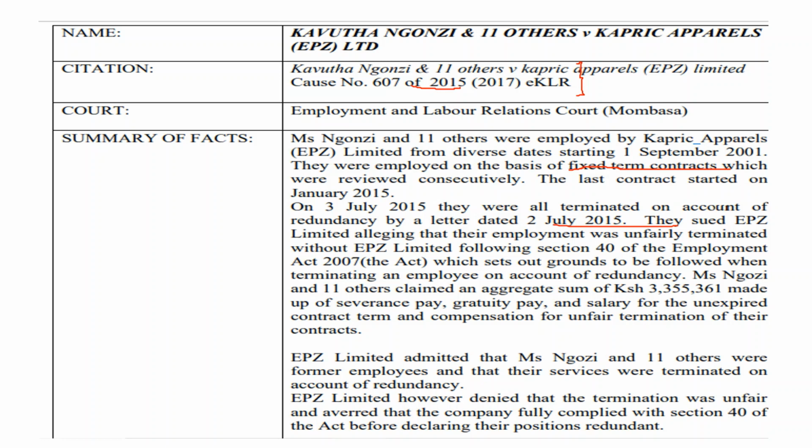Remember that this is the act that sets out the grounds to be followed when terminating an employee on account of redundancy. In this particular case, Ms. Ngozi and 11 others claimed an aggregate sum of over 3 million, and this amount was made up of severance pay, gratuity pay, salary for the unexpired term of the contract, and compensation for unfair termination of their contracts.